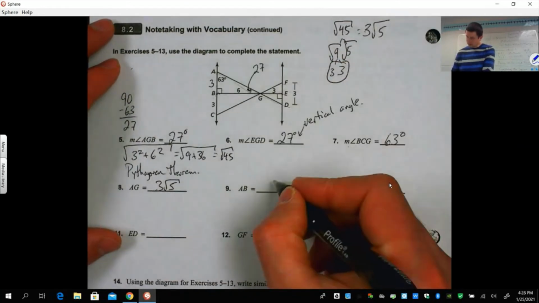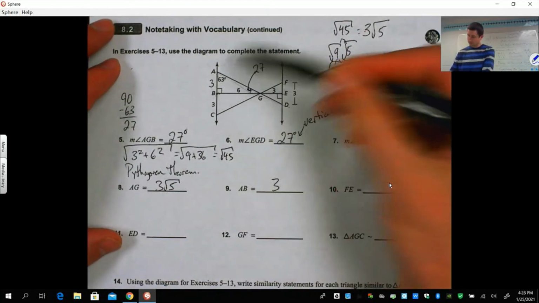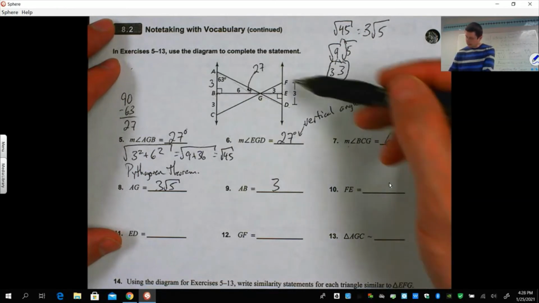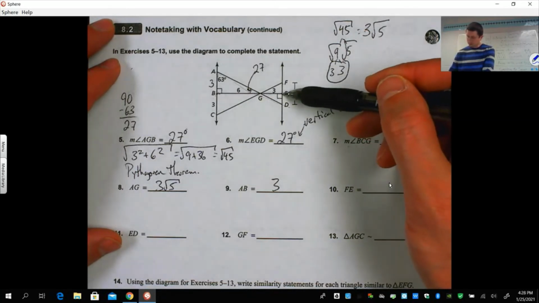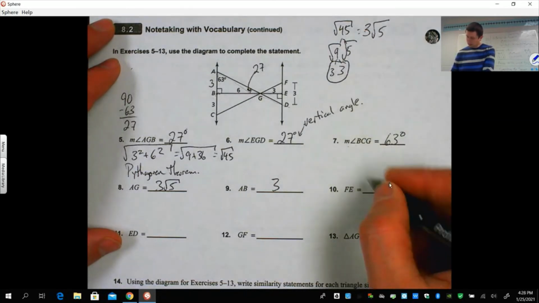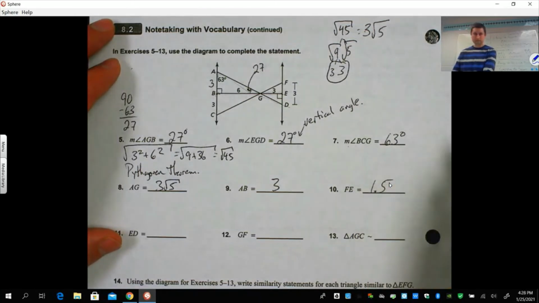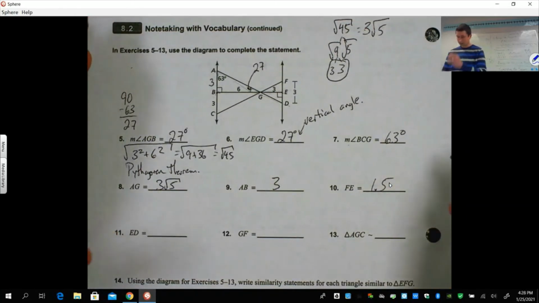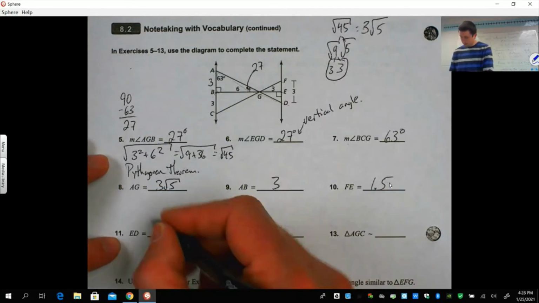AB we already said was 3, right there. FE, remember this is 3, this is a perpendicular bisector, so that's going to be half of that, that's 1.5, or 3 over 2. ED is also going to be 1.5.